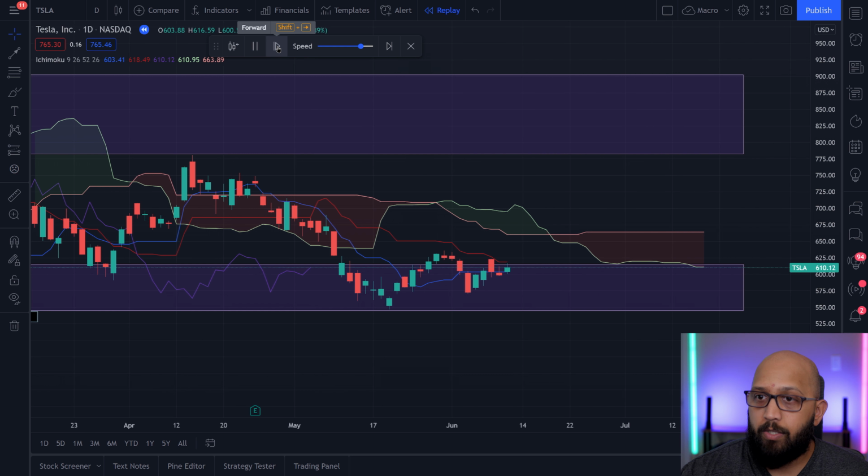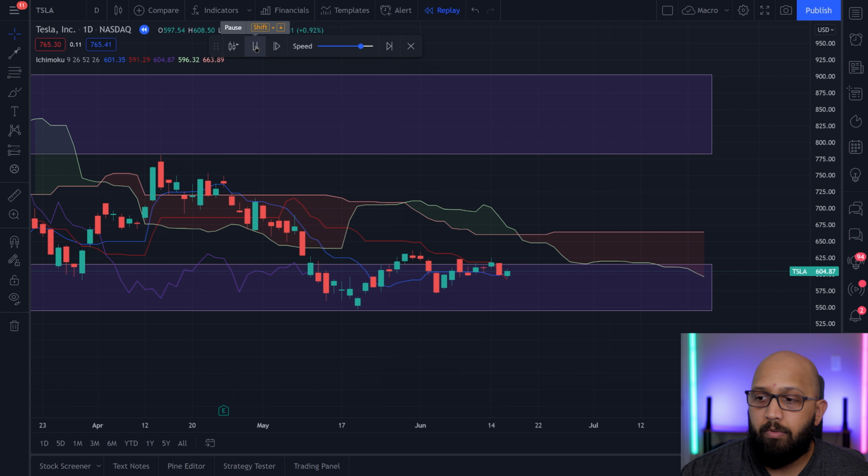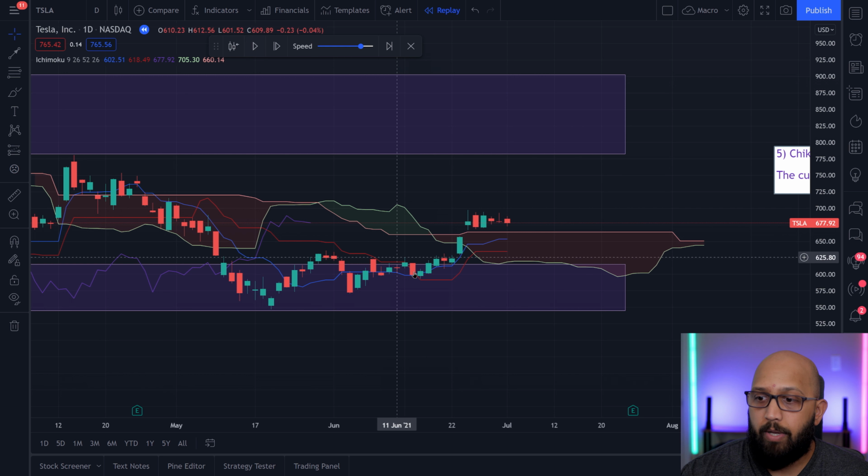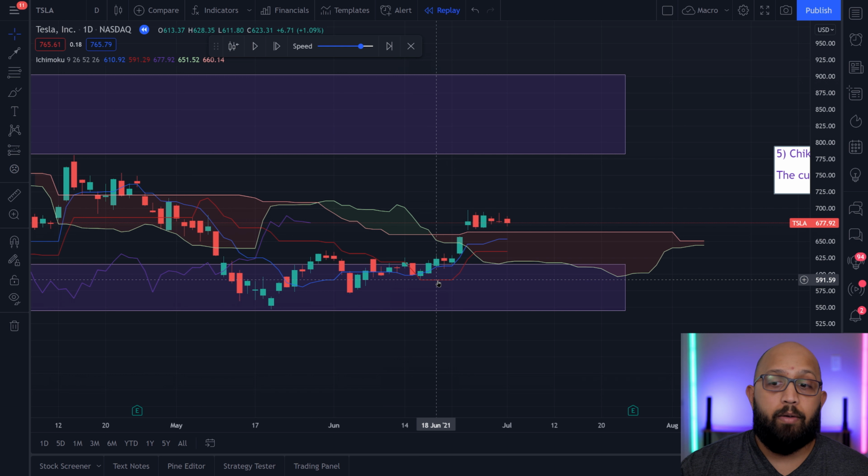So we're going sideways. We're testing that demand zone, accumulation going on. It's the bottom of the base. And then we have this cross right here. So that's an indication that it could go to the upside. But what else do you have? If you're not looking at any other indicators, you don't know anything yet.